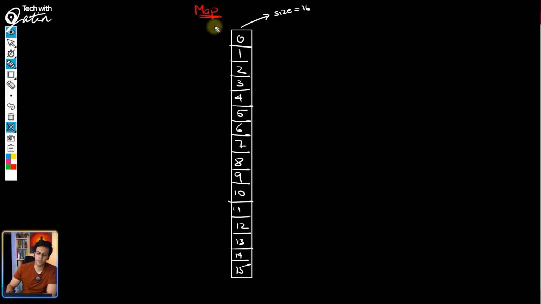Is this part clear? Now, each index basically is called what? A bucket. Okay, please write it down.